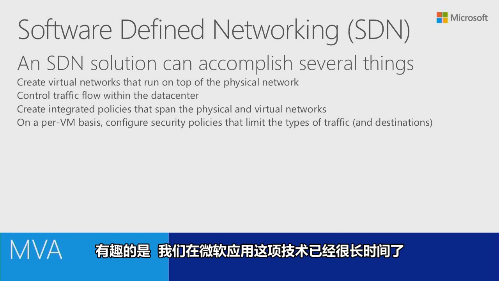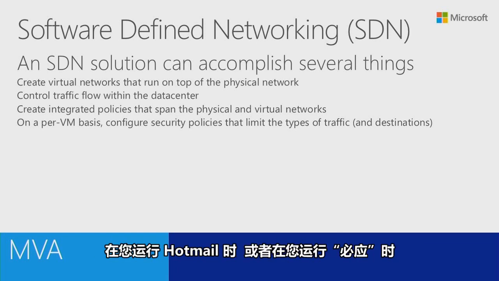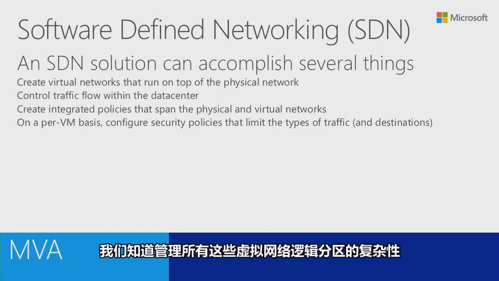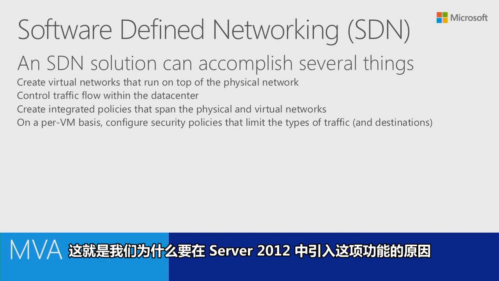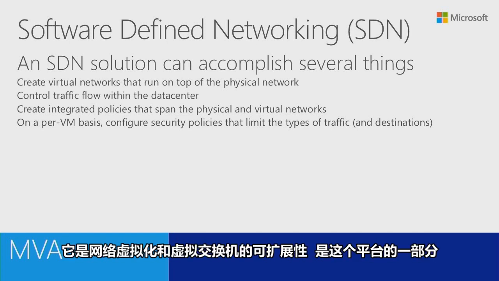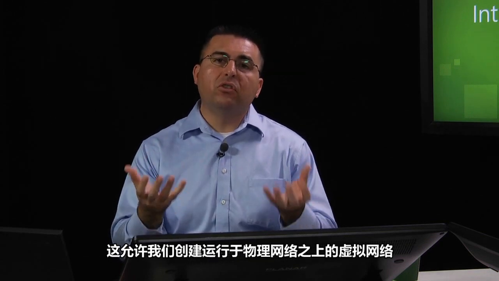What's interesting is actually we've been doing it at Microsoft for a long time. Software-defined networking is something we've learned from running global services around the world. When you're running Hotmail, Bing, Outlook.com, Xbox, Azure, we know the complexity involved with managing all of these virtual networks, logical segmentation. So software-defined networking is something we're very keenly aware of, which is why we built this capability right into Server 2012. This isn't an add-on. This isn't something you have to buy as an extra. It's actually network virtualization as well as virtual switch extensibility that's part and parcel of the platform. What this allows us to do is to create virtual networks that run on top of the physical network.